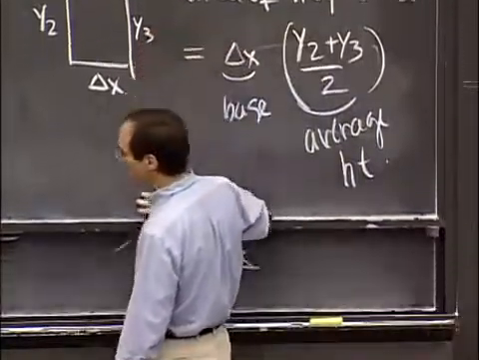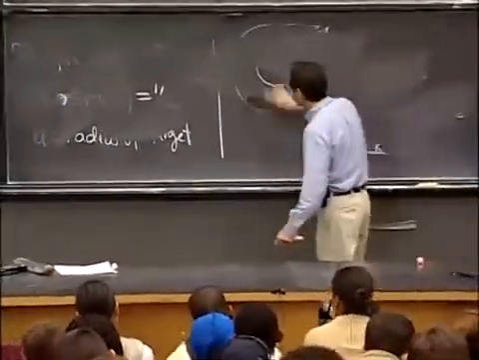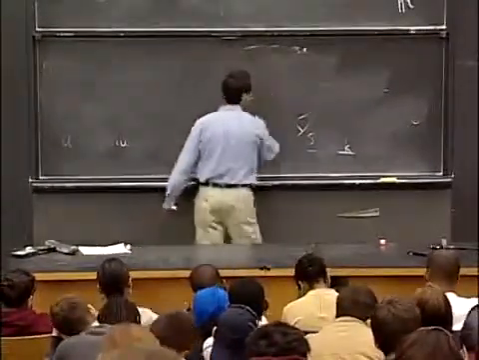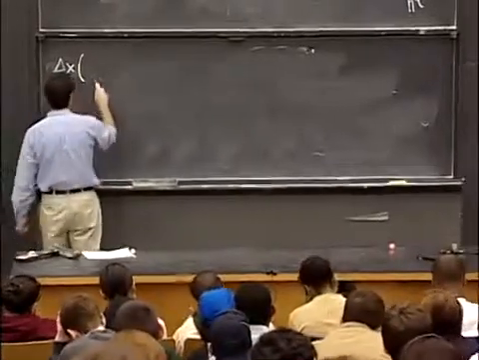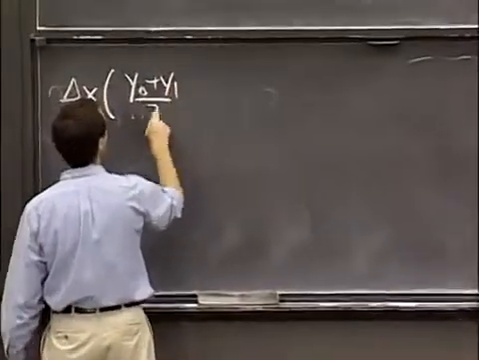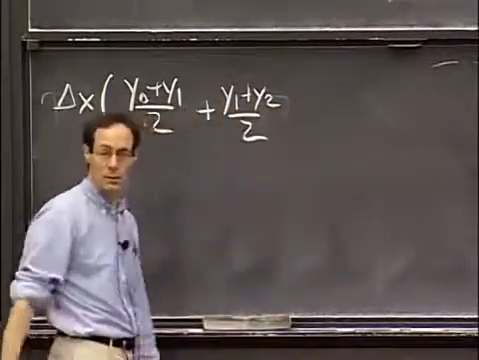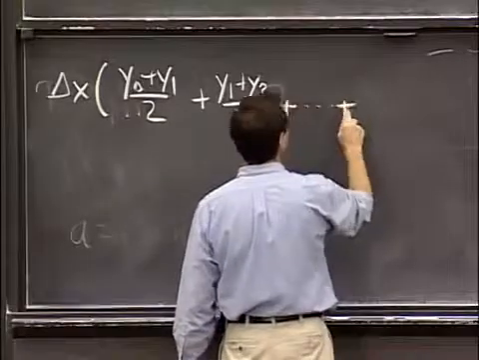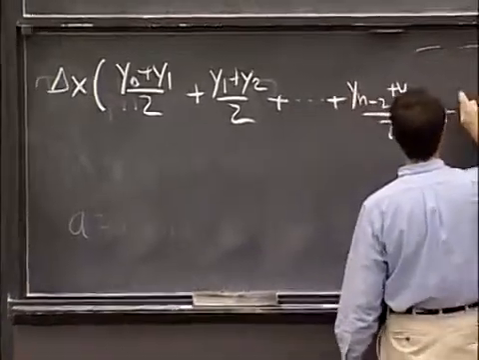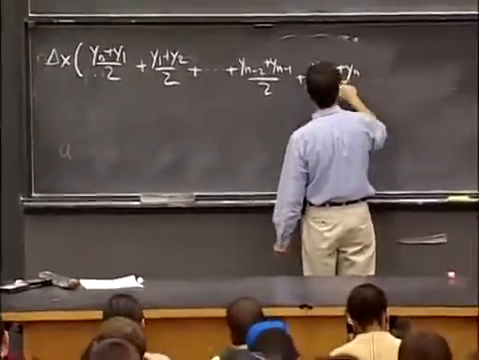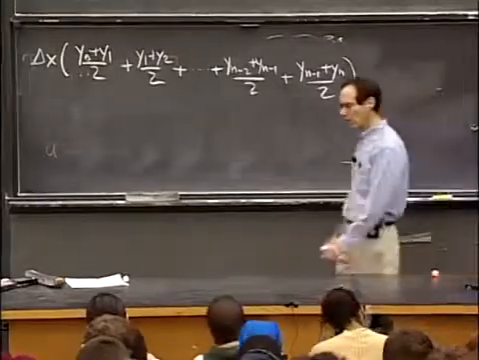And now I want to add them all up to get my formula for the trapezoidal rule. So what do I have? Delta x times the first one, which is y0 plus y1 over 2. That's the first trapezoid. The next one is y1 plus y2 over 2. And this keeps on going. And at the end, I have yn minus 2 plus yn minus 1 over 2. And then last of all, I have yn minus 1 plus yn over 2. All right, that's a very long formula here. We're going to simplify it quite a bit in just a second.